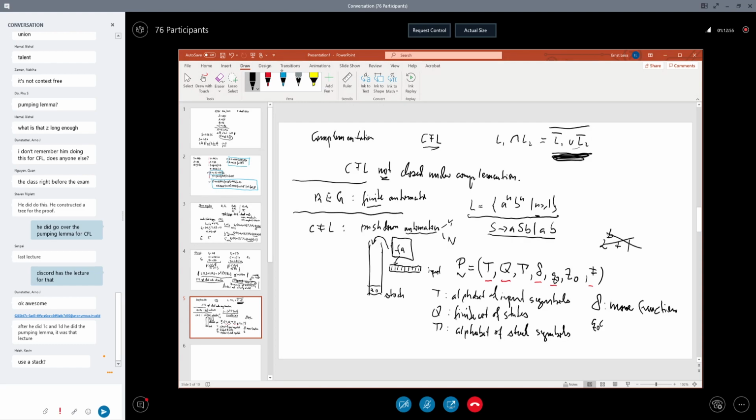Q0 is an element of Q. It is the initial state. Z0 is an element of the stack symbols. It's the initial stack symbol. And finally, F is a subset of the set of states. It's the set of final states.